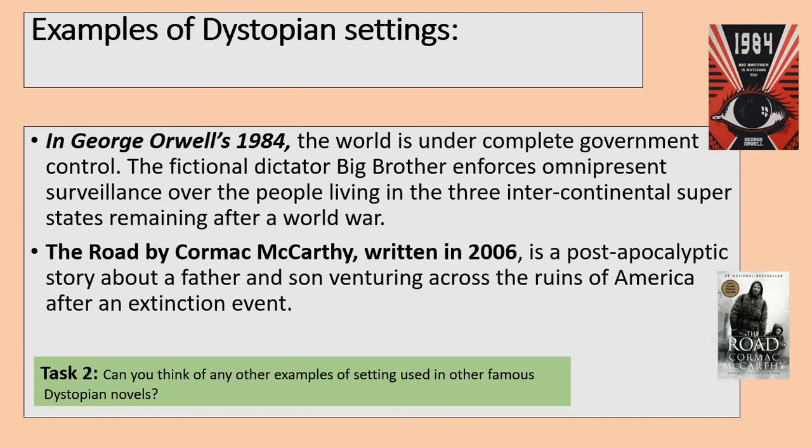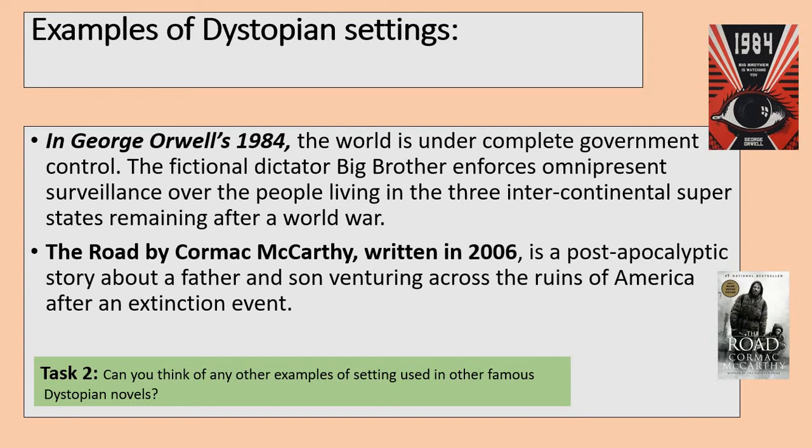So some examples of dystopian settings. In George Orwell's 1984, the world is under complete government control, and a dictator, Big Brother, enforces omnipresent surveillance over the people living in there. And the 3 intercontinental superstates remaining after a world war. So that's one setting that you might be aware of.